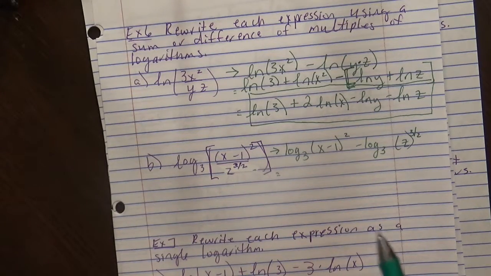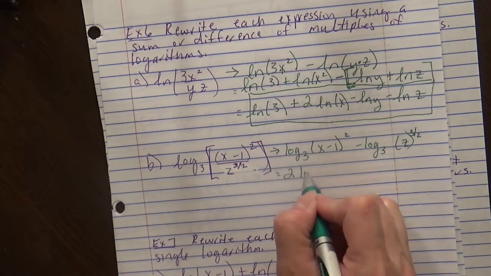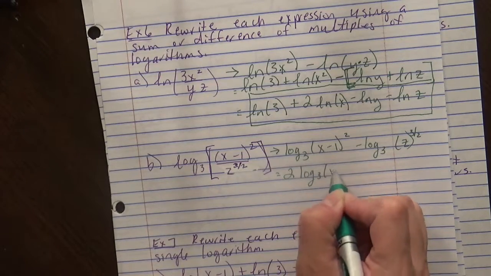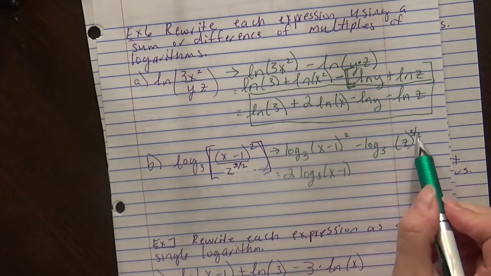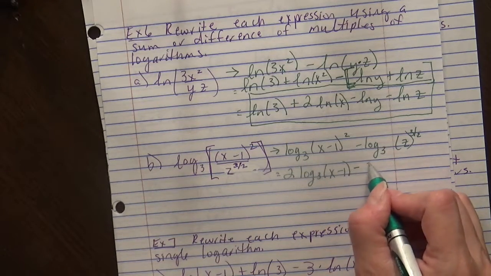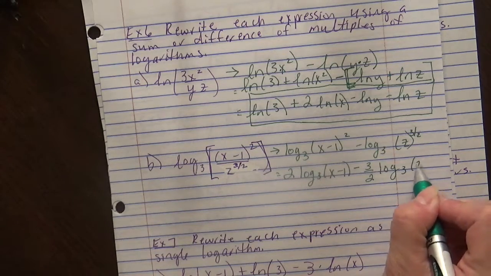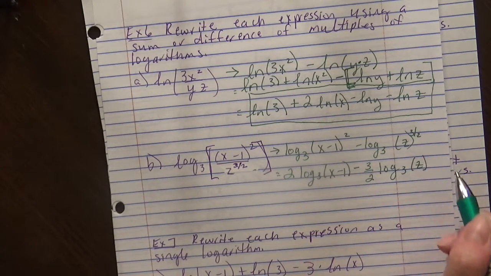And then what can I do? This 2 I can bring to the front, so 2 times log base 3 of x minus 1. Over here, my 3/2 needs to come to the front using the power rule. So 3/2 log base 3 of z. Now, how do I know when I can stop?